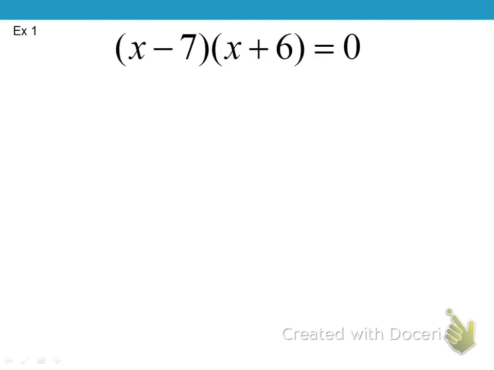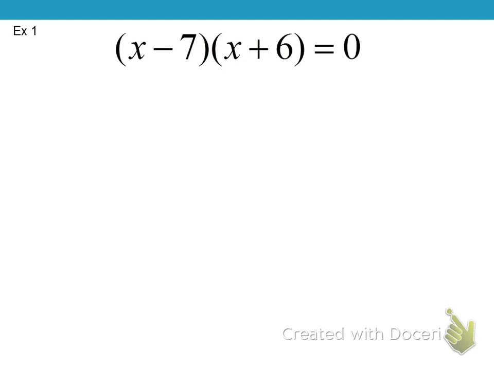So first, you can read along in your notes. The steps for these is to make one side equal to 0, so we can use the zero product rule. Then we're going to factor. Then we're going to set each factor equal to 0 and solve. So you end up with like 2 mini equations, sometimes 3 mini equations. And then you solve those.